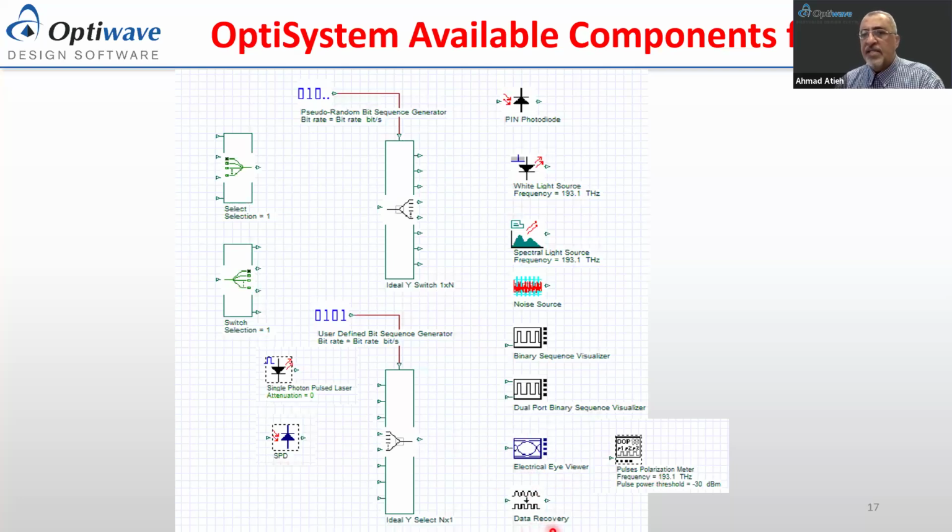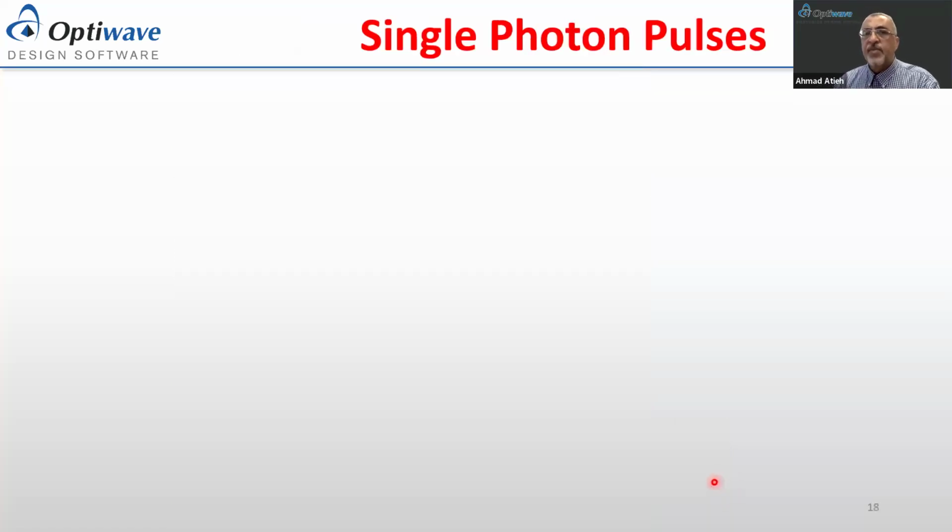There are eye visualizers, data recovery, and also we have a new visualizer, we call it Pulse Polarization Meter, where you can look at the polarization state of every pulse. Like when you send a stream of pulses, and each pulse represents, let's say, a photon or a stream of photons, then you can send in each pulse a separate polarization state. So you can detect that on this visualizer, which is the Pulse Polarization Meter.